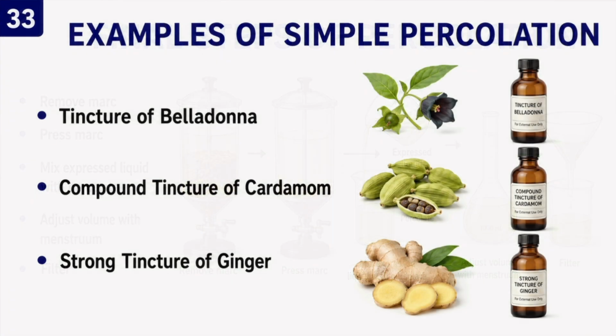Examples of simple percolation. Examples include tincture of belladonna, compound tincture of cardamom, and strong tincture of ginger. Consider ginger. Ginger contains characteristic pungent constituents, so a suitable solvent passes through the prepared ginger drug and extracts the soluble constituents. Cardamom contains some aromatic constituents. The extraction process helps transfer the suitable constituents into a liquid preparation. Always connect the crude drug with its chemical nature.